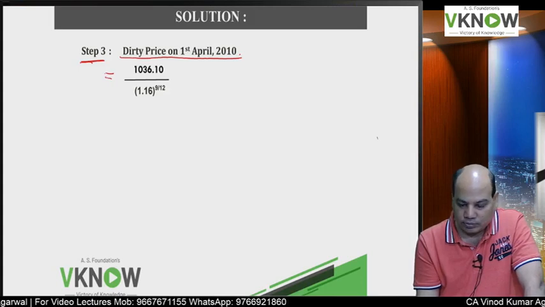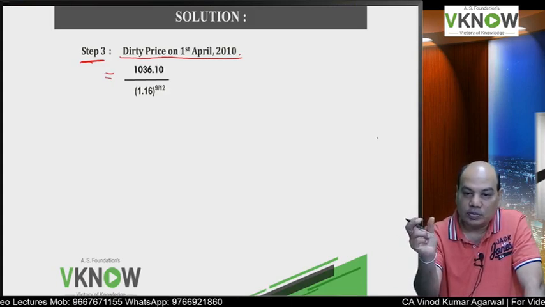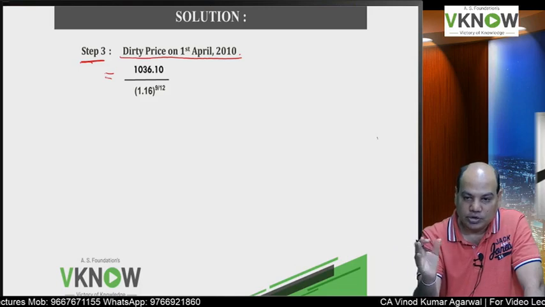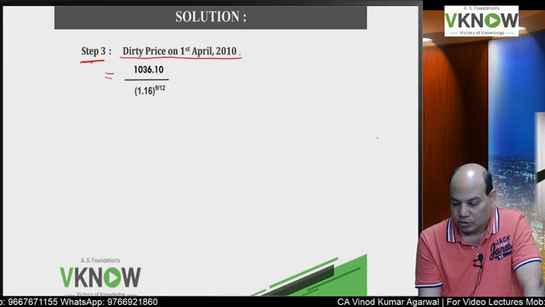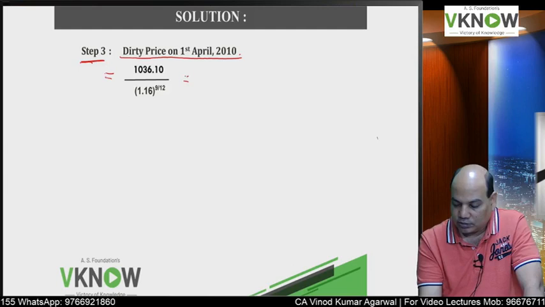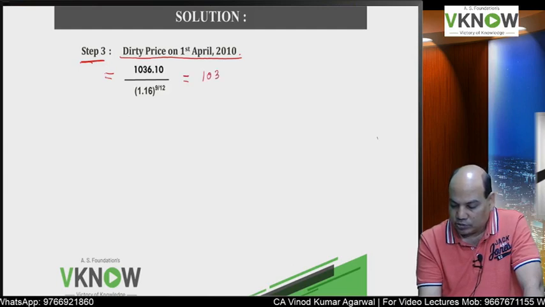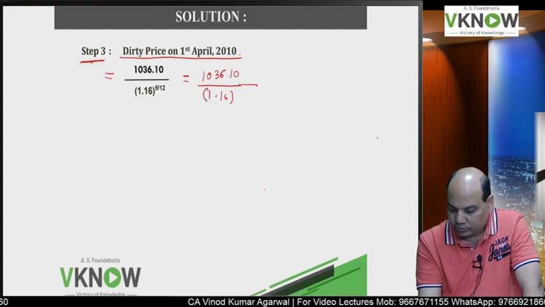divided by 1.16 to the power, it's 9 months, so 9 months will be divided by 12 months because it's annual rate given to you, 9 by 12. So that will be simplified. First you simplify that, 1036.10 divided by 1.16 to the power 0.75, and I have told you how to solve it.